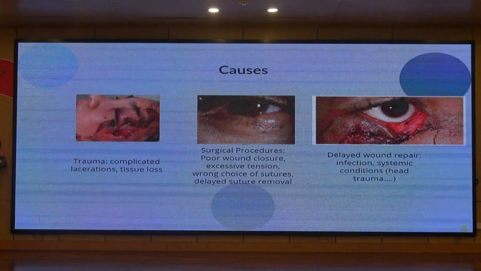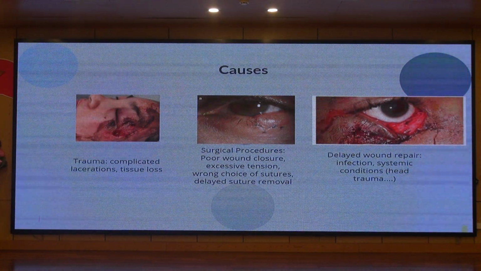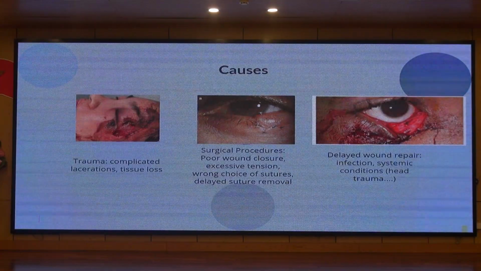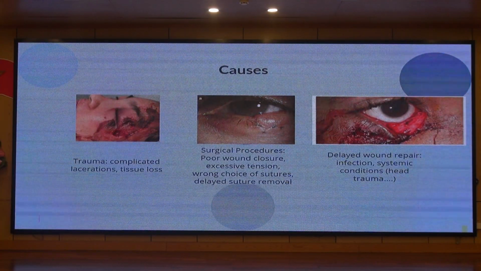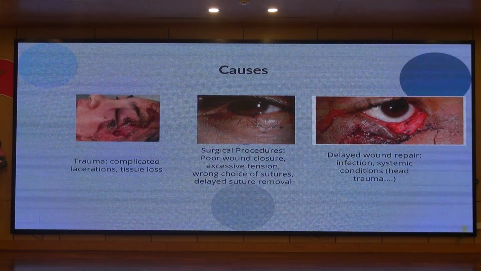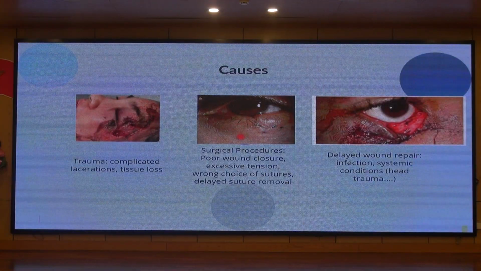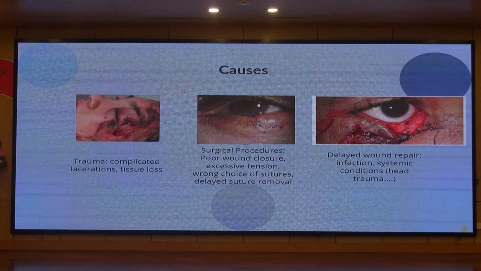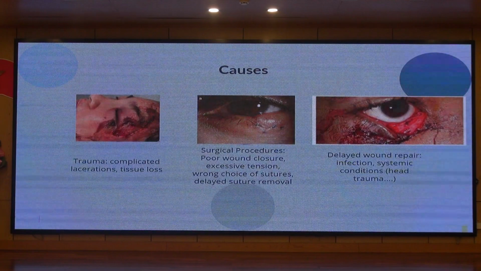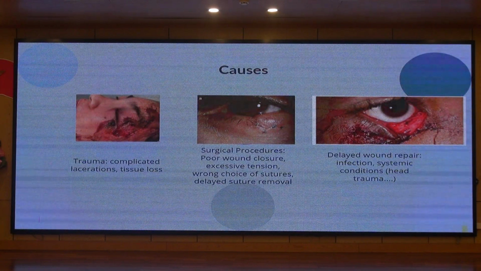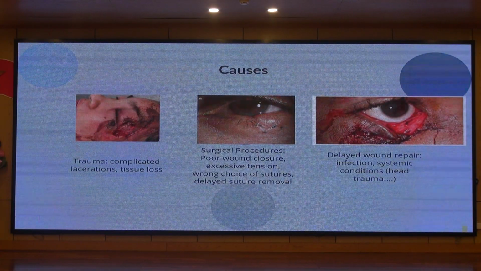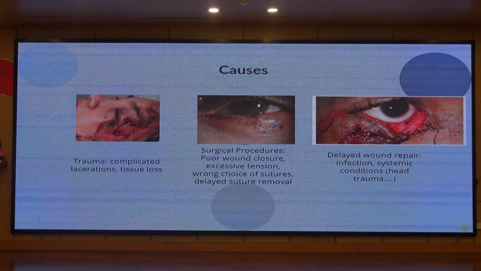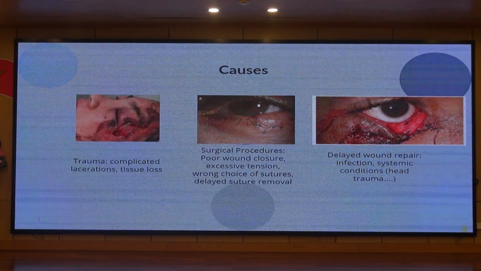Normally the main cause is complicated trauma, where we've got a lot of tissue loss and we cannot close the wound. Secondly, maybe it's because of the surgical procedure, the primary repair of the wound. We may have poor wound closure, excessive tension on the wound closure, or the wrong choice of sutures, or maybe we remove the suture too late. There are other causes like delayed wound repair: if the patient has systemic conditions like head trauma, we cannot repair the eyelid wounds in time, so it will get infection or other ischemia.